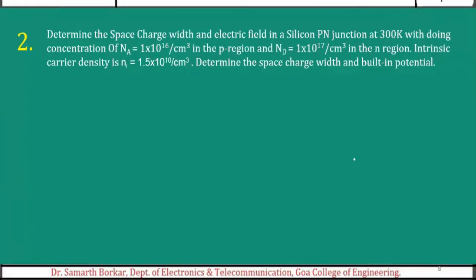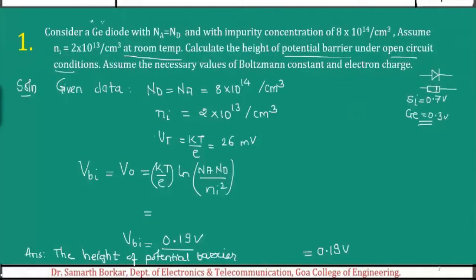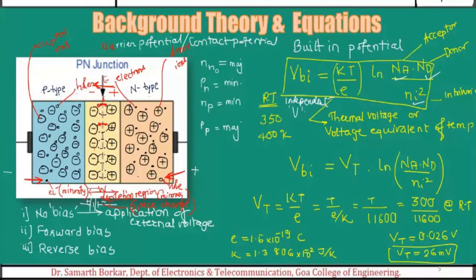Determine the space charge width and electric field. There are two parts to this problem, in fact three parts. The space charge width is the value of W, and we can also calculate the electric field E. This W is directly related to the built-in potential. W is the junction width, this width.